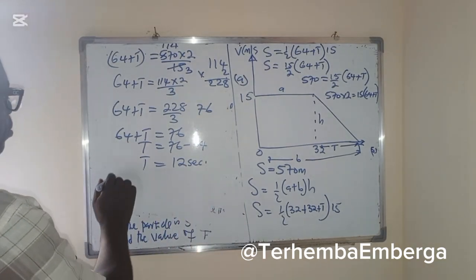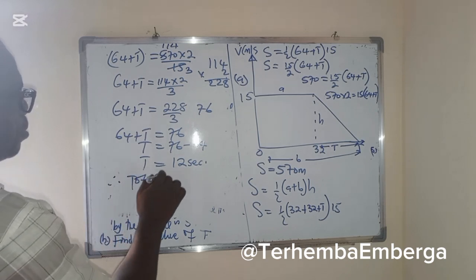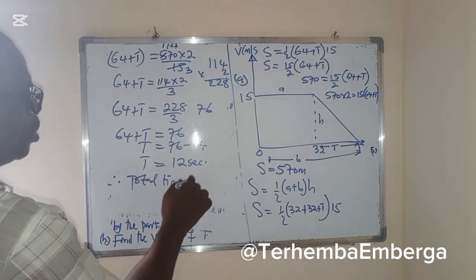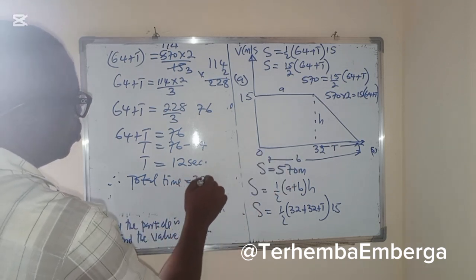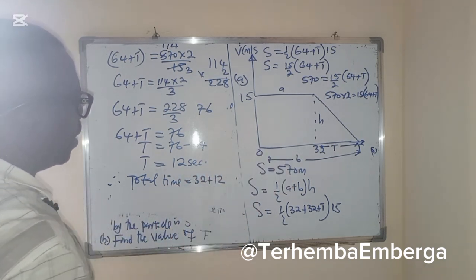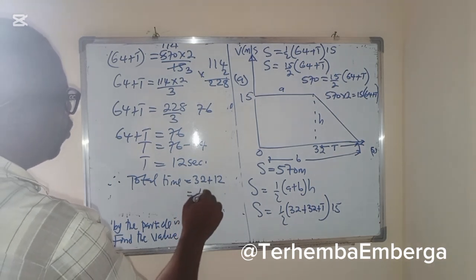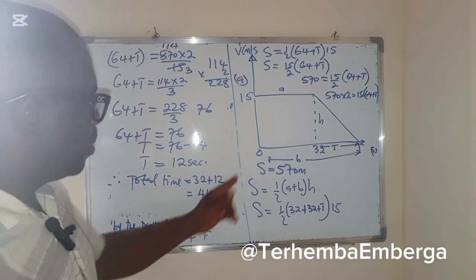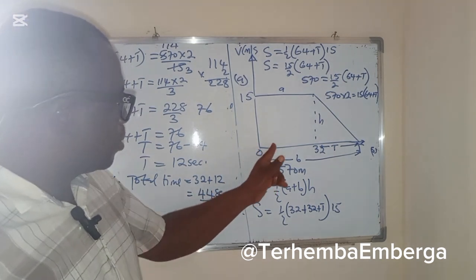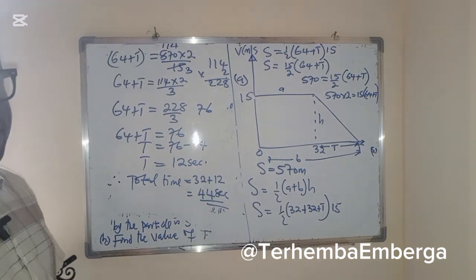Total time, therefore, will be equal to 32 plus 12, which is equal to 44 seconds. The total time from this point to this point becomes 44 seconds.